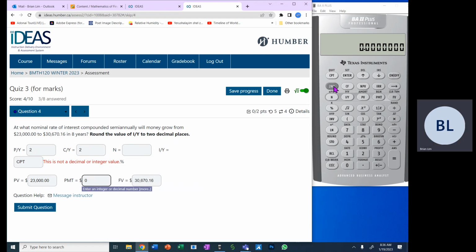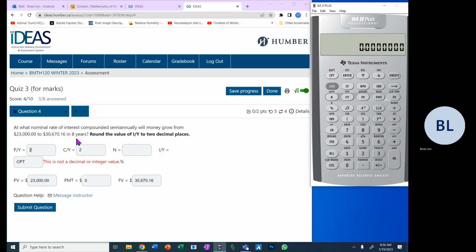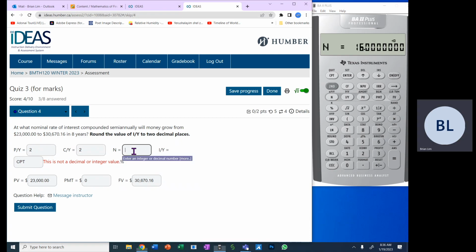Okay, so let's use the calculator now. Second I/Y, we enter the value for P/Y, it's 2, and C/Y is also 2, so 2, enter. And that value is recorded for C/Y. We will come out by clicking on second, CPT. Now we are given the number of years, it's 8 years, so we go 8, and we go second, N, so 8 times 2, the 2 coming from right here, 8 times 2 gives us 16.